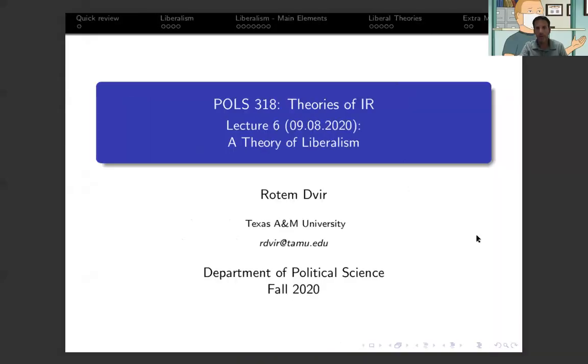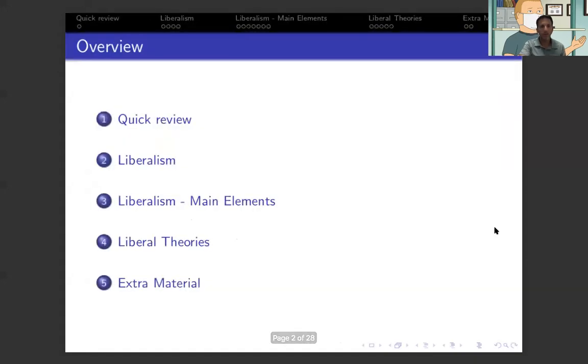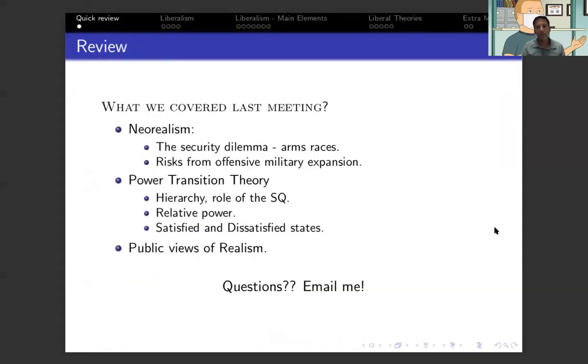All right, let's move on. Today we're going to start talking about the theory of liberalism. But as always, let's start with the normal quick review.